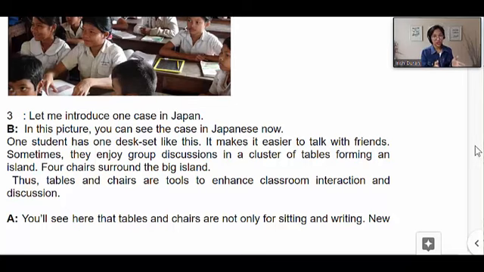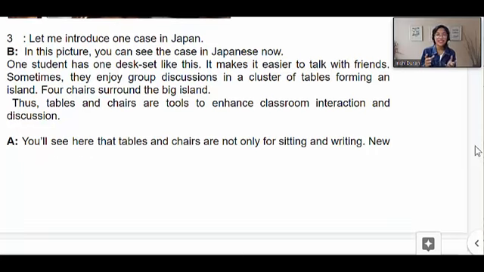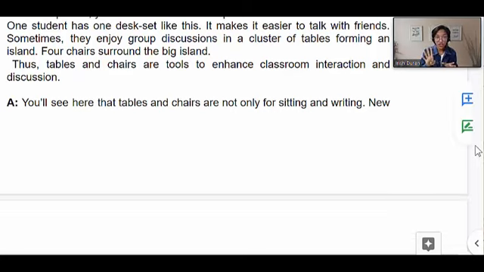In this picture, you can see the case in Japan. One student has one desk set like this. It makes it easier to talk with friends. Sometimes they enjoy group discussions in a cluster of tables forming an island. 4 chairs surround the big island. Thus, tables and chairs are tools to enhance classroom interaction and discussion.